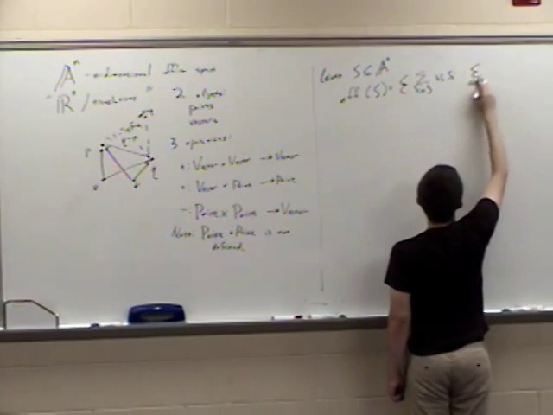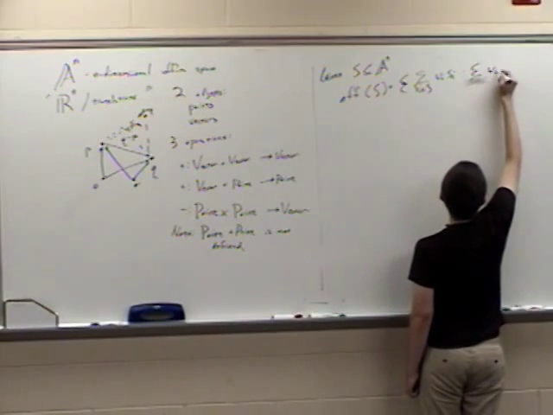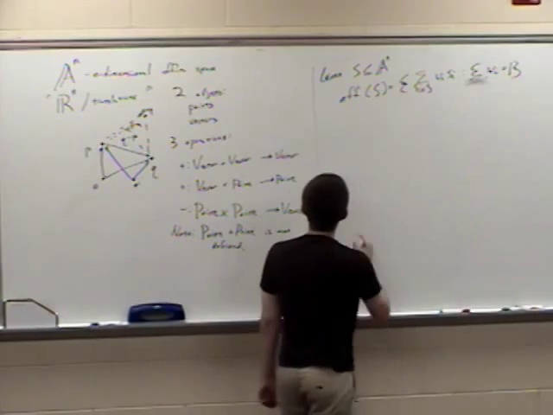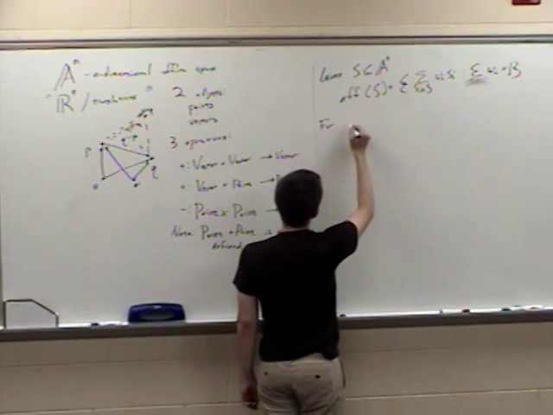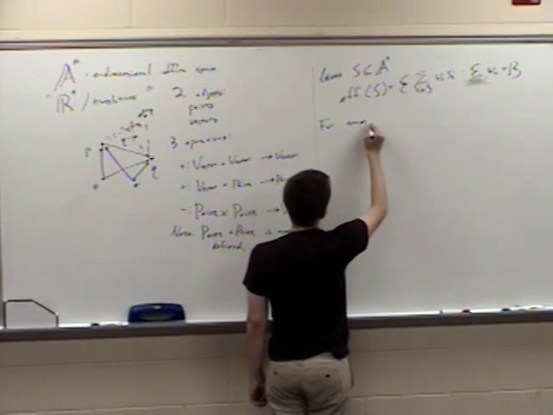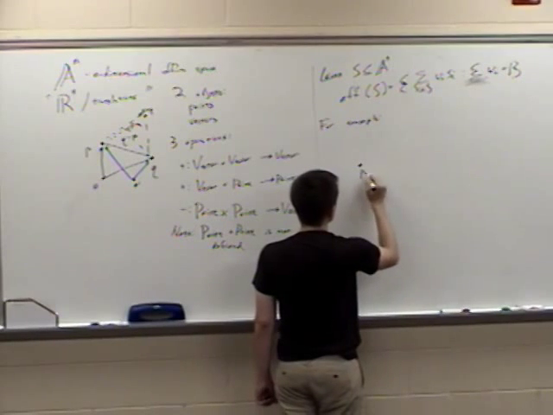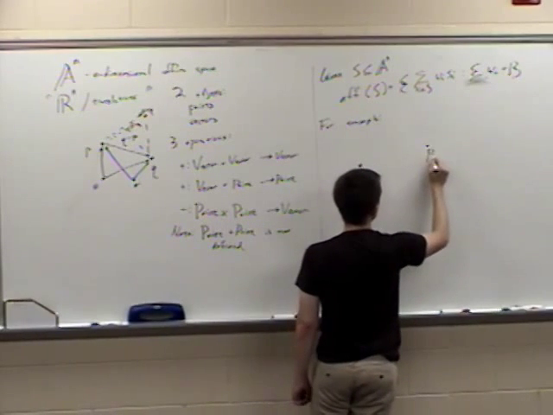The sum of all these Wi's, I'll just write it as sum of Wi, has to be equal to 1. So for example, suppose S was just a set consisting of 2 points. So say I have, this is P0, this is P1.